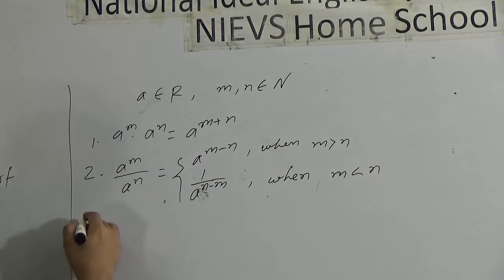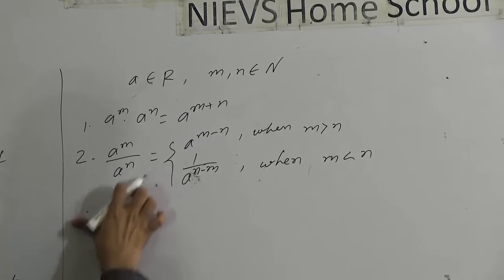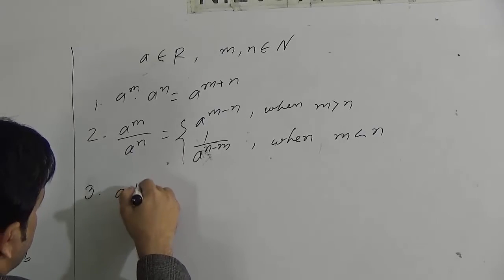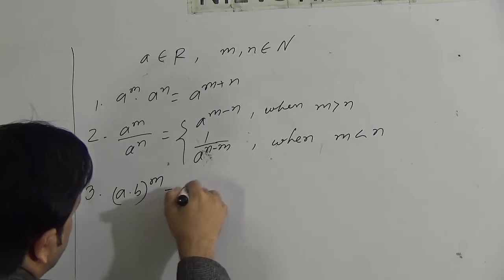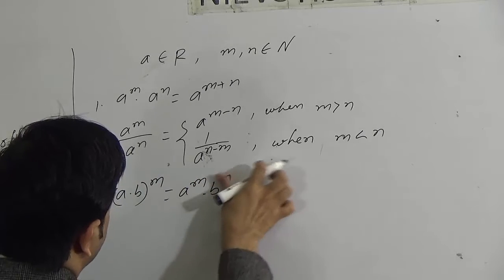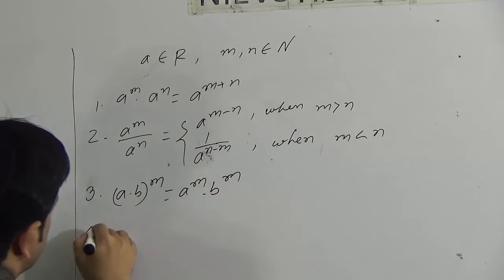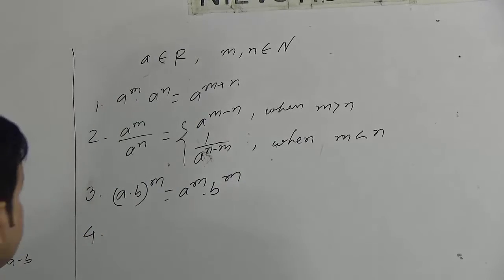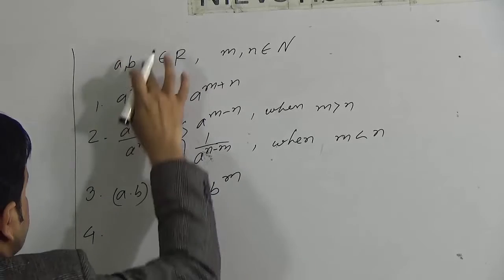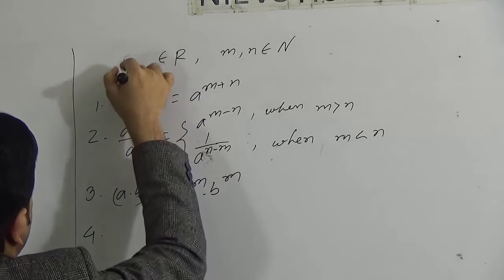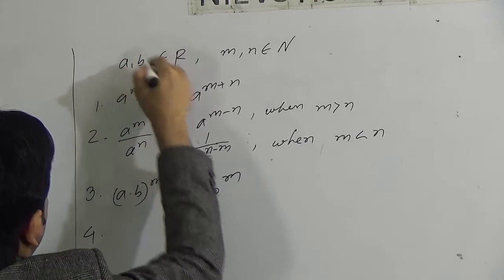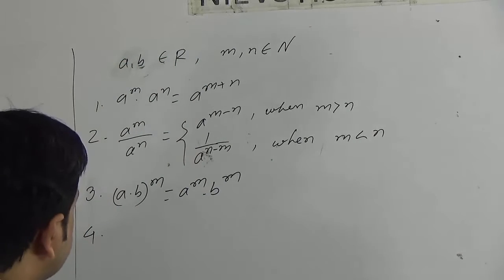Okay, dear students, now see the next formula. Next law is ab whole to the power m is equal to a to the power m into b to the power m. Here a and b both are contained in R.